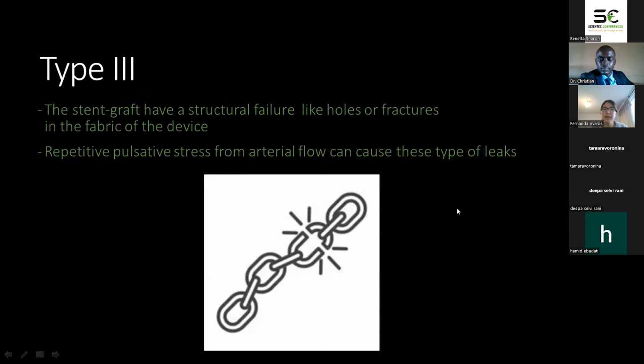Type 3 is really rare, and this is a discard diagnosis, because when we have a type 3 endoleak, we are talking that there is a structural failure, like holes or fractures in the fabric of the device. This can happen because we have repetitive pulsatile stress from the arterial flow. So basically, we have to discard the other types of endoleak before we can say this is a type 3.